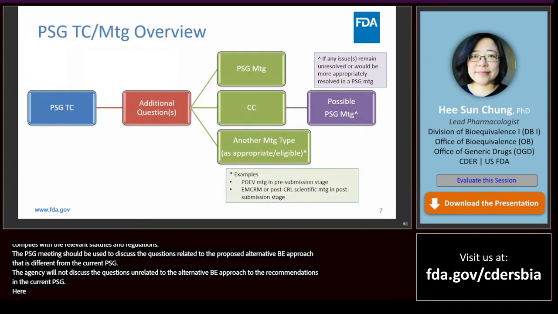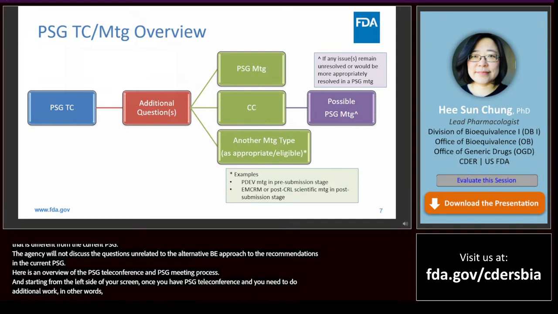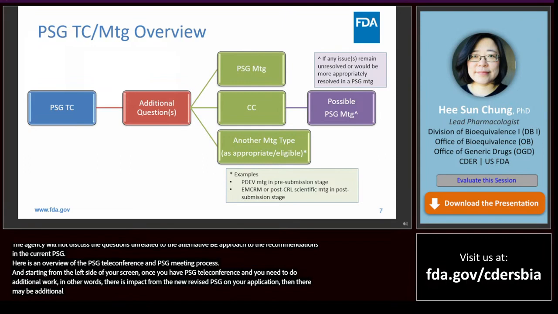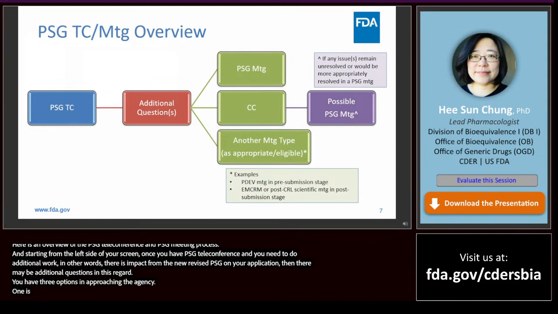Here is an overview of the PSG teleconference and PSG meeting process. Starting from the left side of your screen, once you have had the PSG teleconference and you need to do additional work, in other words, there is impact from the new or revised PSG on your application, then there may be additional questions in this regard. You have three options in approaching the agency. One is to consider the PSG meeting request.